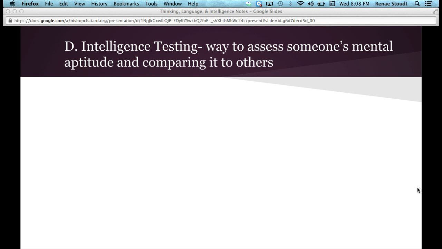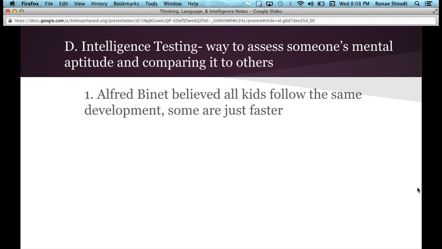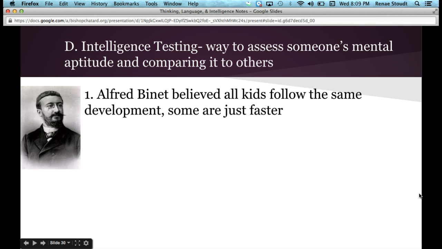So to start with, we're going to talk about the progression of intelligence tests over the years. We start with Alfred Binet, and Alfred Binet was a Frenchman, and he believed that all kids basically follow the same developmental path. Some kids are just faster than others. Some kids are slower than others. Here's a picture of Alfred Binet, but he basically believed that people just follow the same path, and sometimes they just follow at a different pace.